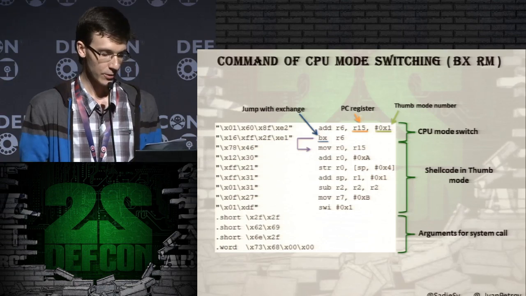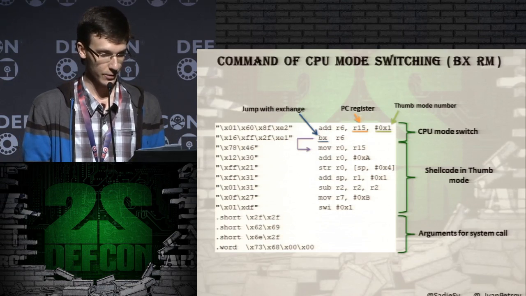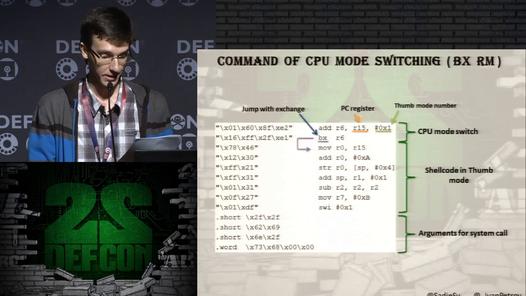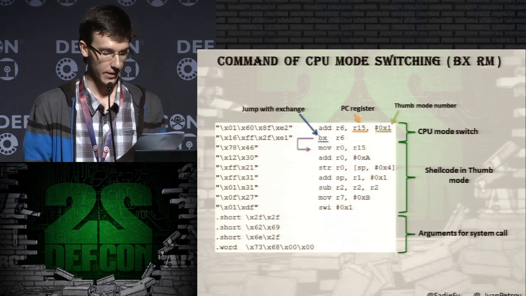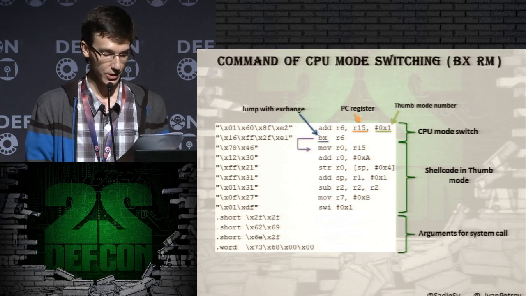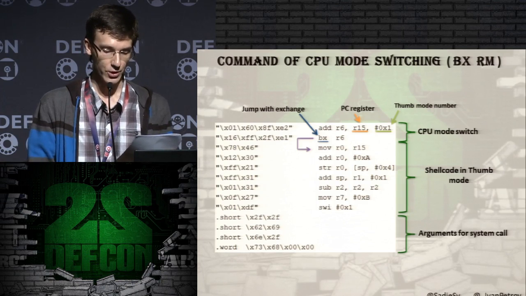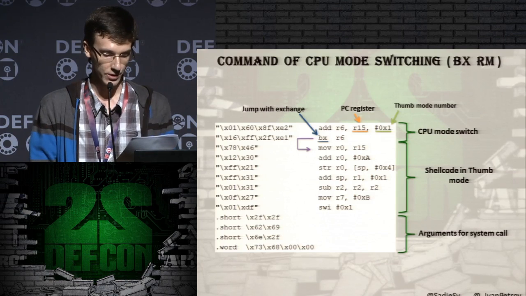Here is a shellcode that you can download from exploitdb.com. At the beginning of the shellcode, we have the prefix, which takes the address of Thumb code by writing it to the A6 register and adding 1, which is the Thumb mode number. The next instruction is a branch instruction, which makes the switch between CPU modes and jumps to the Thumb code.